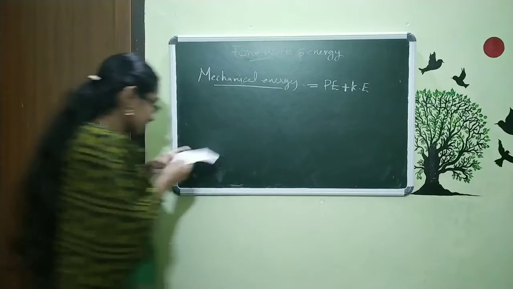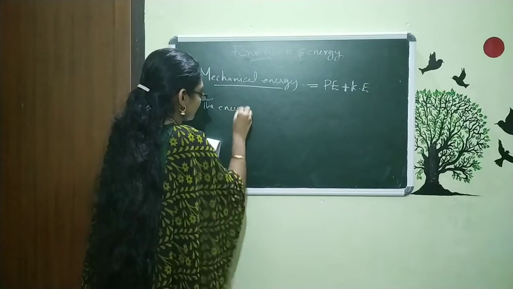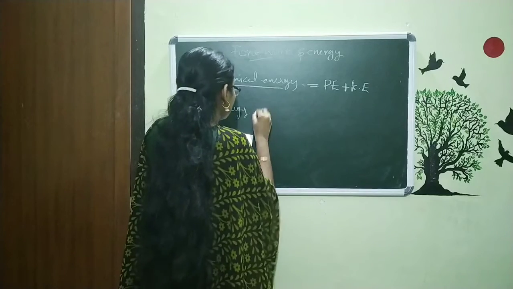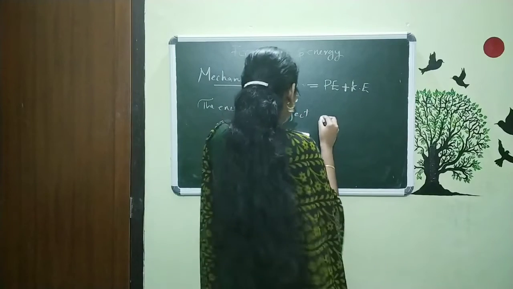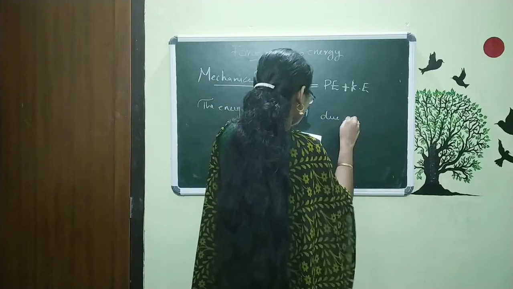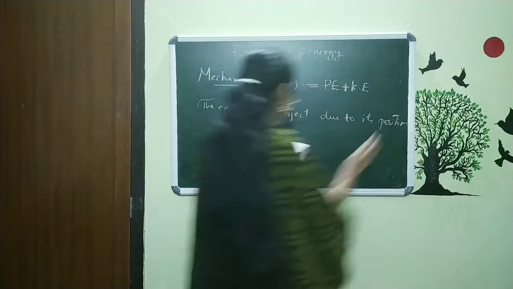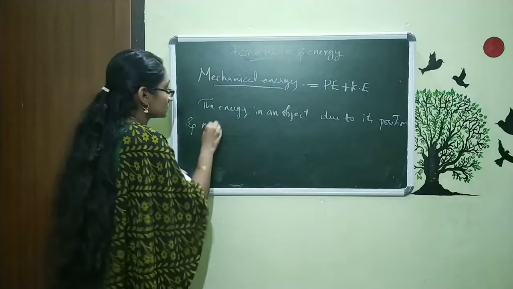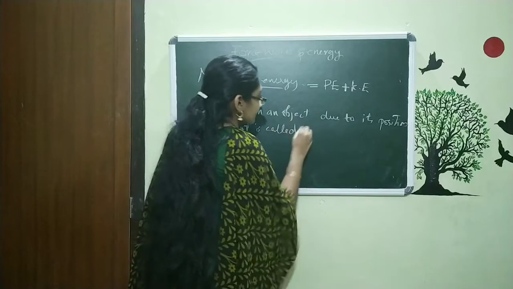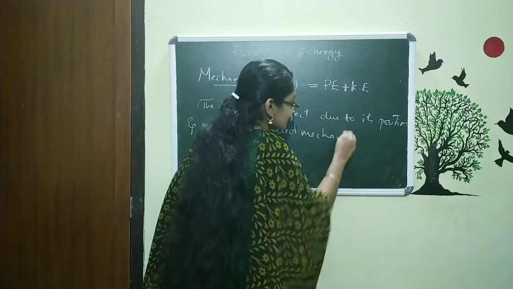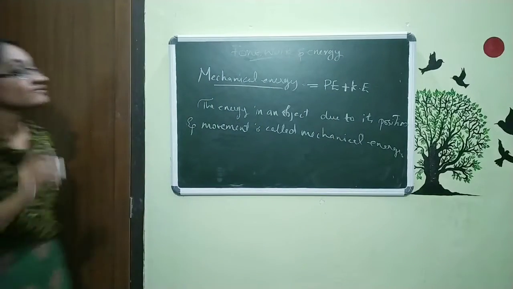The definition is this: the energy in an object due to its position and movement is called mechanical energy. So this is the definition for our mechanical energy.